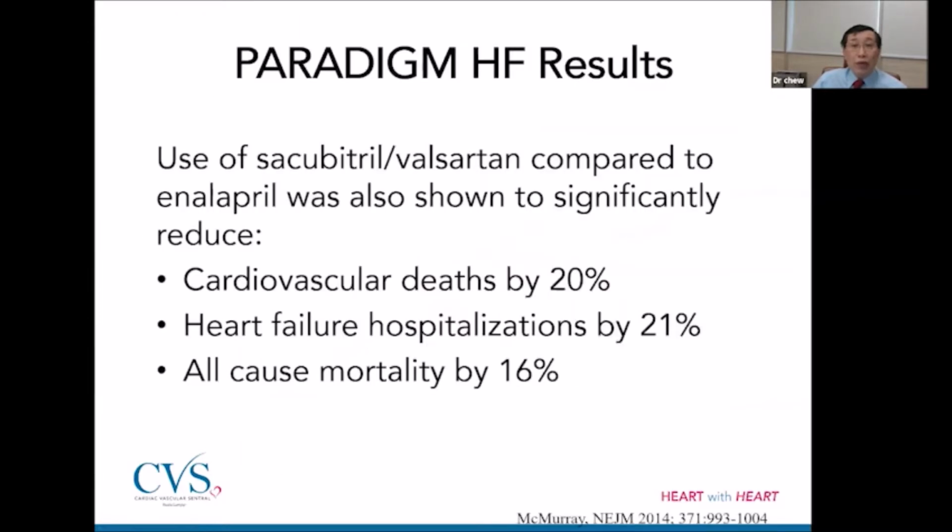Not only that, when you looked at the individual endpoints, cardiovascular death was reduced by 20% in patients who received sacubitril valsartan. Heart failure hospitalizations were reduced by 21%, and all-cause mortality was reduced by 16%. All these three reductions were significant compared to enalapril.